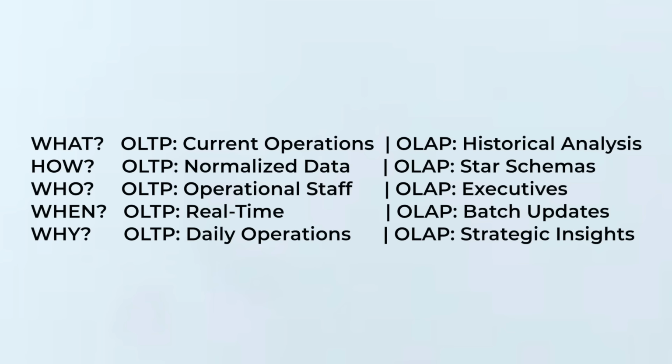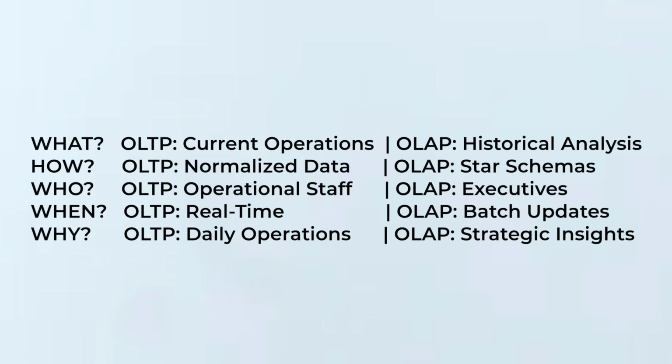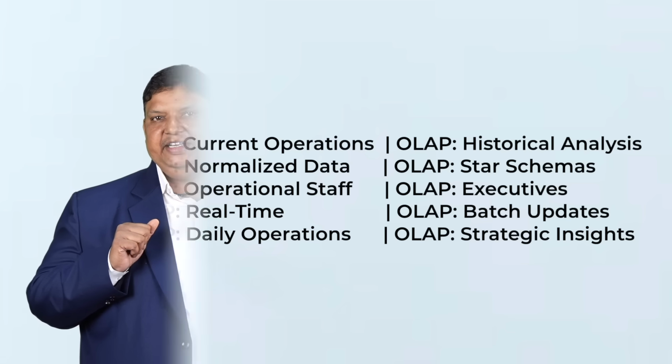Data structure: OLTP uses a normalized database, highly organized, efficient for transactions. OLAP often uses denormalized structures like star schemas, optimized for complex analytical queries across multiple data sources. Query pattern: OLTP handles simple, frequent queries, update this customer's address, process this payment. OLAP tackles complex, infrequent queries, show me sales trends by quarter, broken down by region and product category.